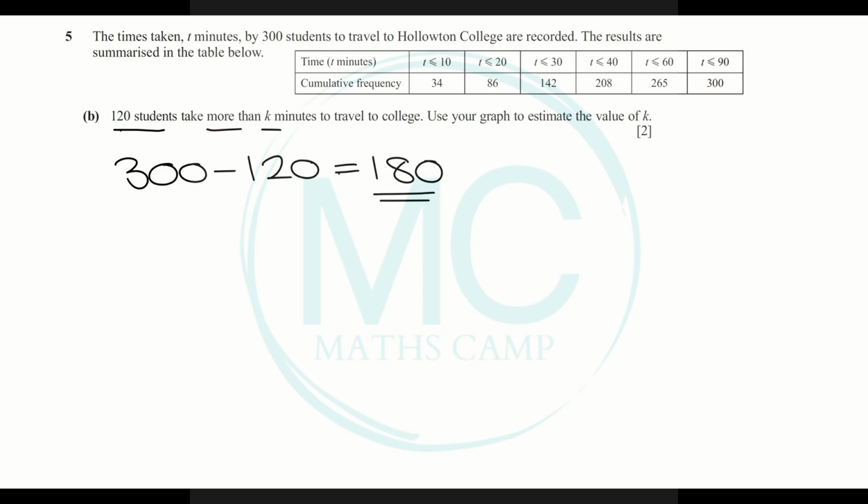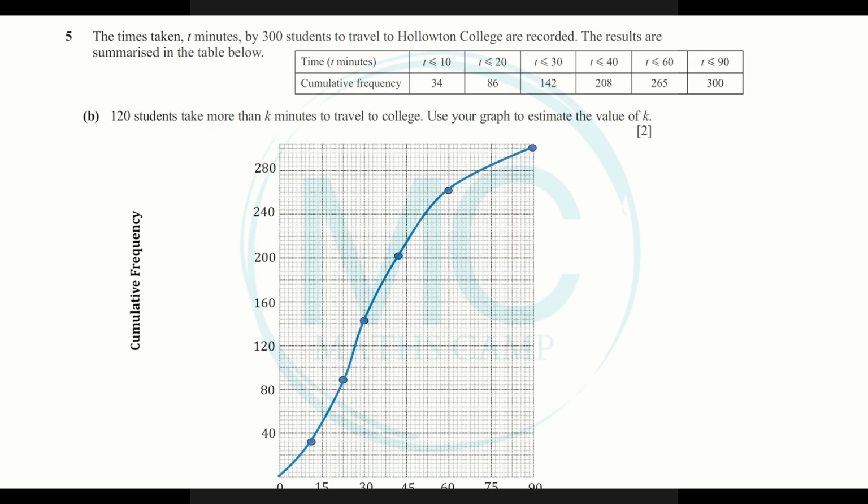So let's look at my graph. And I can see that 180 will sit over here between 160 and 200. To find k, the amount of minutes, draw a line from 180 horizontally to the graph. Now from the graph, I can draw a straight line down to my x-axis to look for my time. And we can see this line touches the axis at 35. So as my answer, I can say that k is equal to 35.